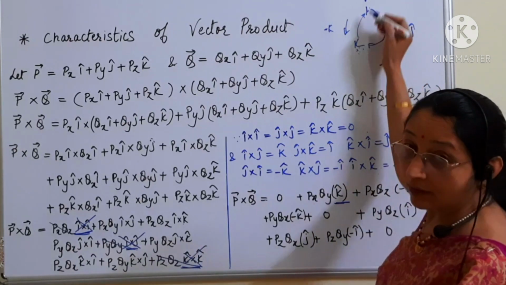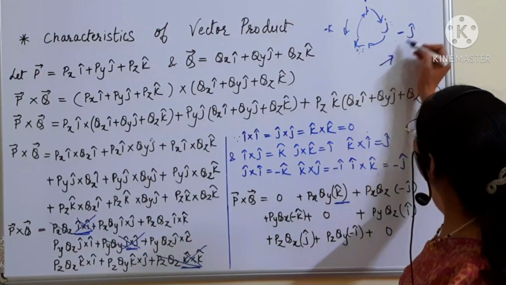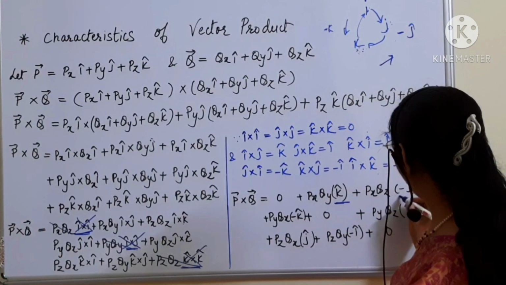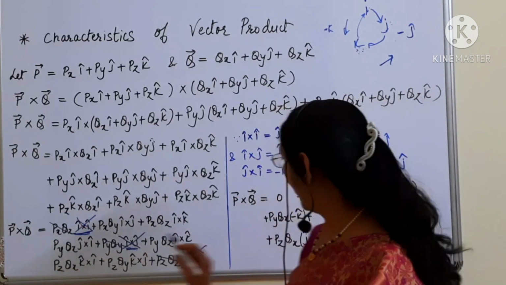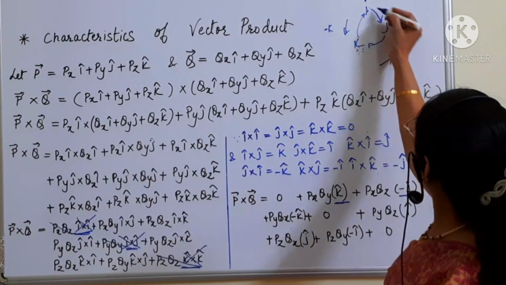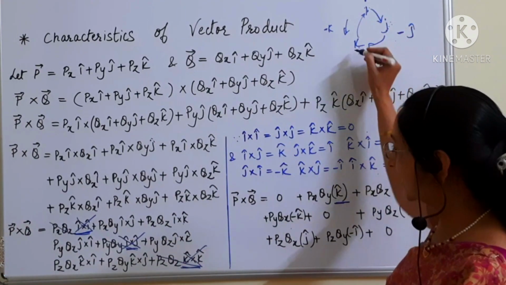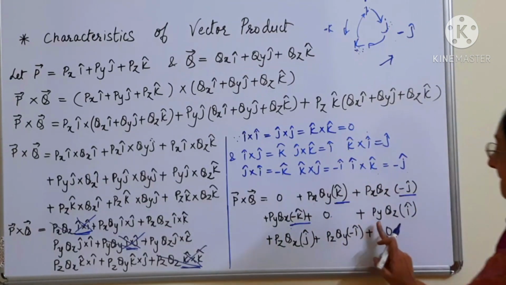This is opposite, anti-clockwise, so I cross k is minus j. So this is minus j here. Then we have py qx, j cross I. So j cross I, being anti-clockwise, minus k will come here. So here minus k.